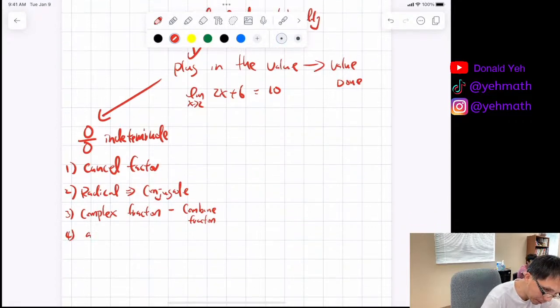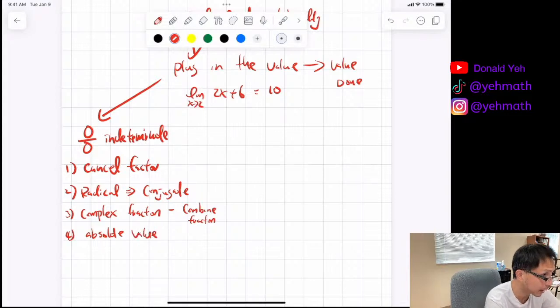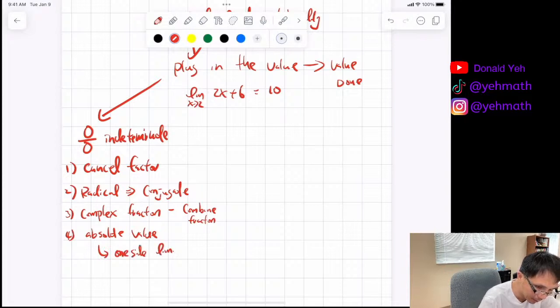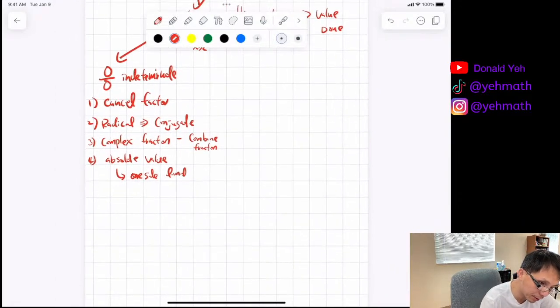Four, when you have absolute value, we'll talk later today about that. So absolute value is different. You have to choose to do one-sided limits. So we're going to talk about the first case. This is an example of a cancel factor.